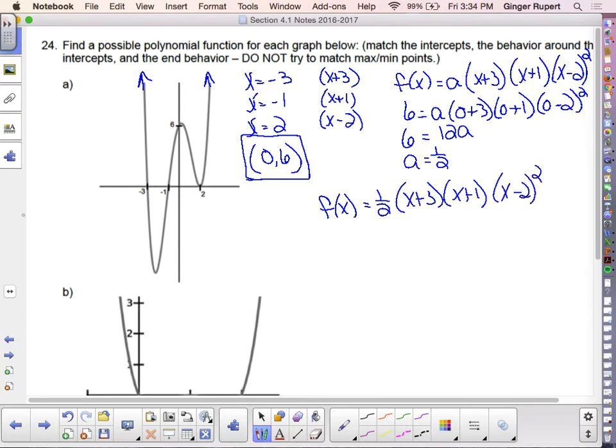So the steps here are to look at the end behavior of the function and understand if you're first dealing with an even or an odd degree. Then to look at the intercepts to determine your factors. Then find your y-intercept to determine your value of a, and then establish that polynomial.